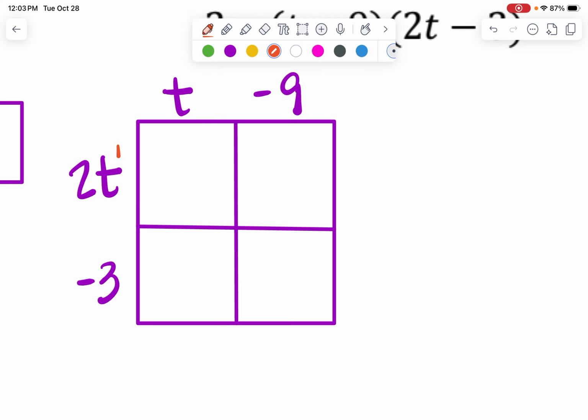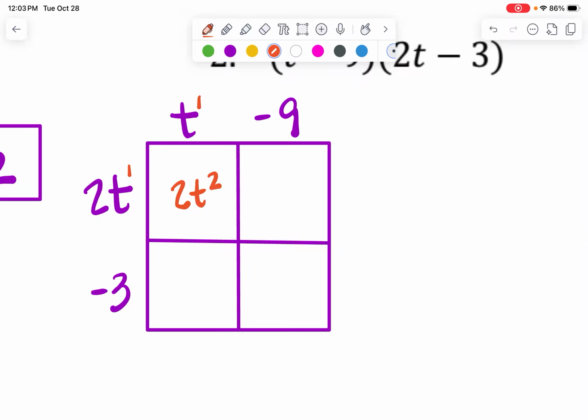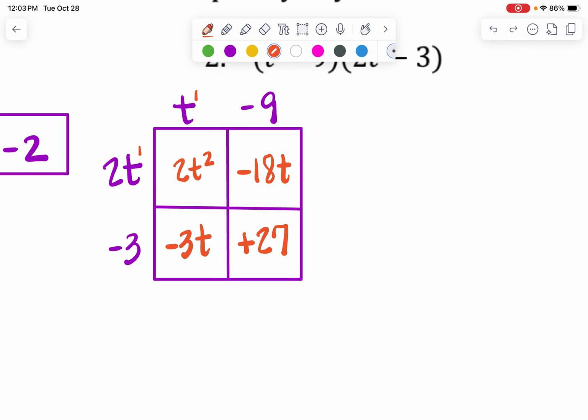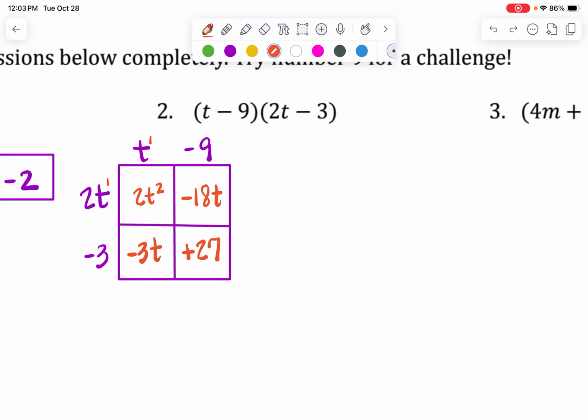So again, these are understood ones. So 2t times t, 2t squared. When we multiply, we add the exponents. All right, upper right, negative 9 times 2t, negative 18t. Bottom left is negative 3 times t, so negative 3t. And then negative 3 times negative 9 is positive 27. And yes, I always like to put the plus sign in the box, right? Because I know that's the sign that I need to have in my expression of my answer.